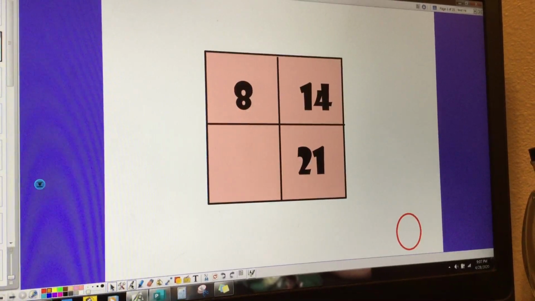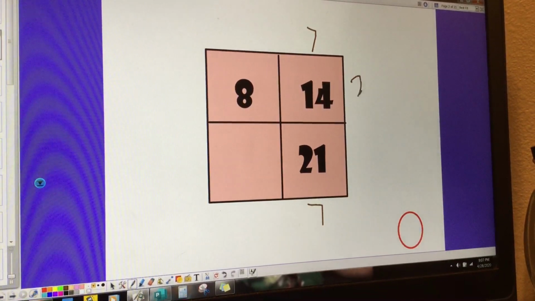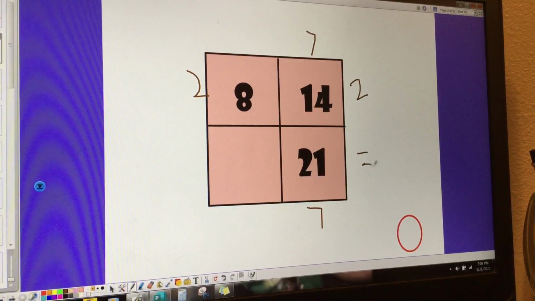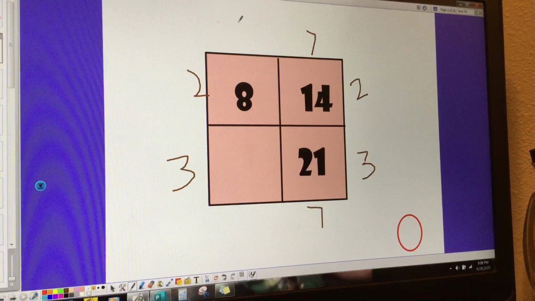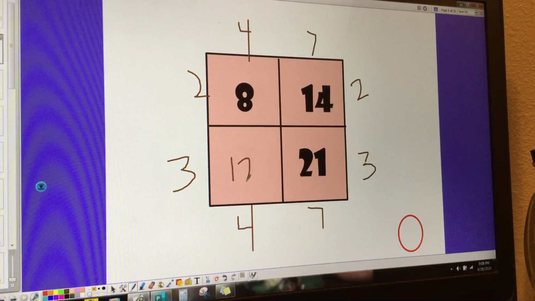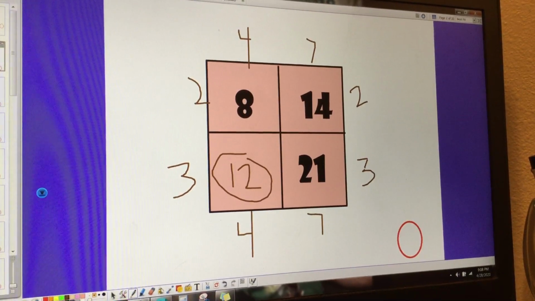Okay, let's try this one. So I have 8, 14, and 21. Well, 7 I know goes into both of those. Double the 7 to get 14. That's the 2nd column. 7 goes into 21, whoopsie, 3 times, so that's a 3. 2 times 4. Okay, and I end up with 12. Ta-da!